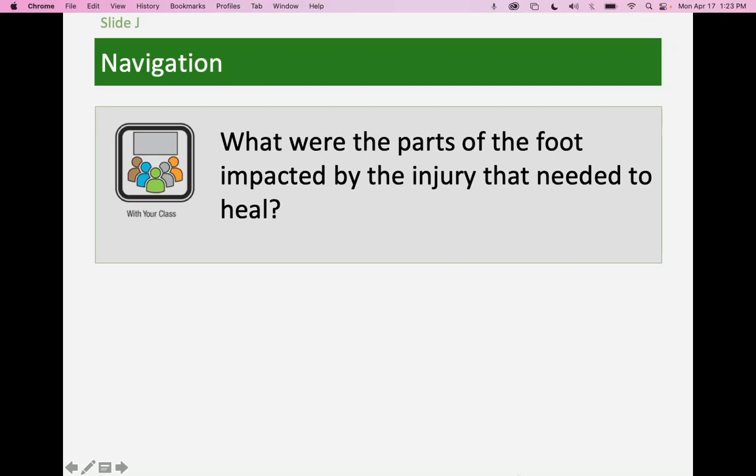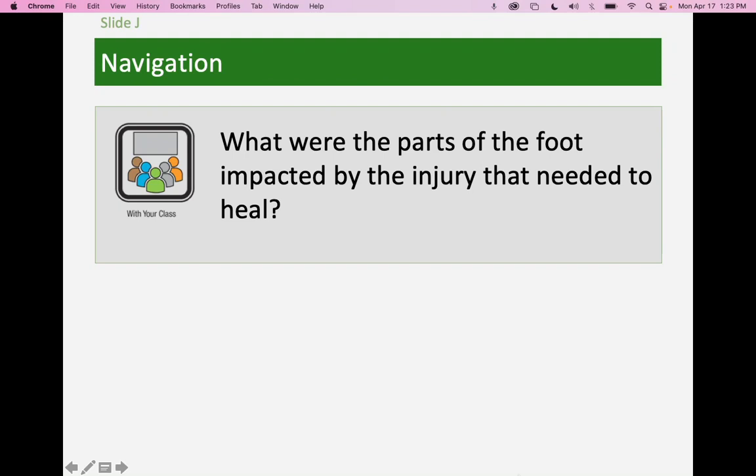So in the previous lesson, we looked at a boy in a physics class who dropped a weight on his foot and had some injuries: two broken bones, the skin split open a little bit, some swelling, and he couldn't feel the top of his foot. So that's just going back to the first one. Where we start today is refreshing our minds on what parts of the foot were impacted by the injury. We want to be very specific here.